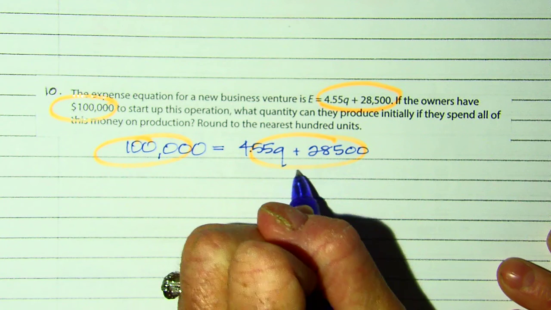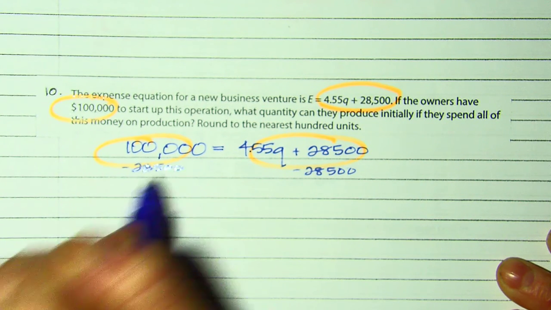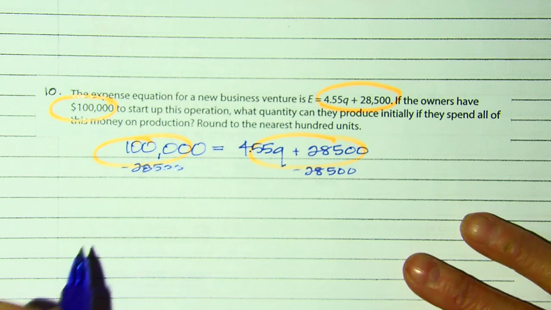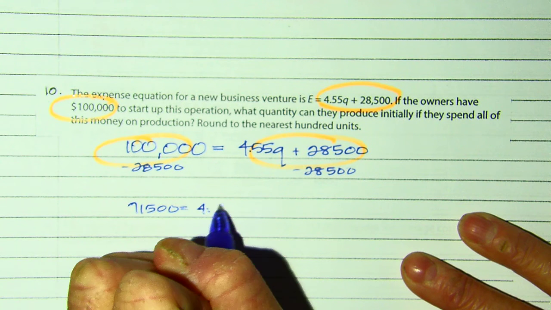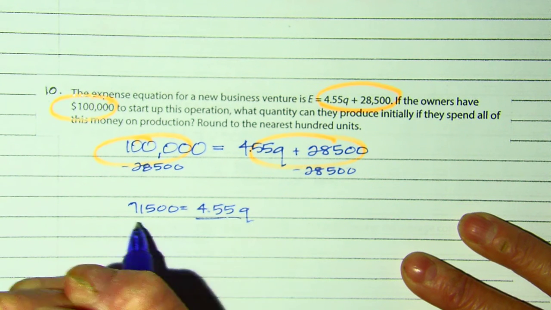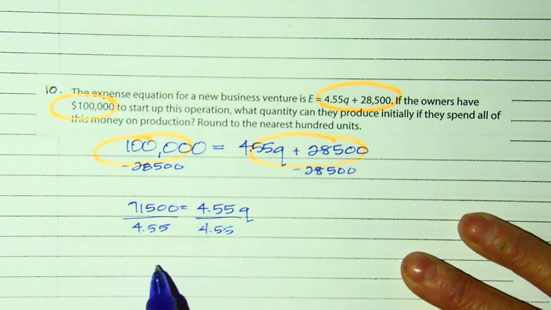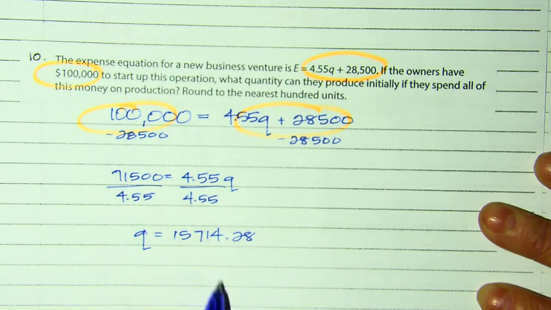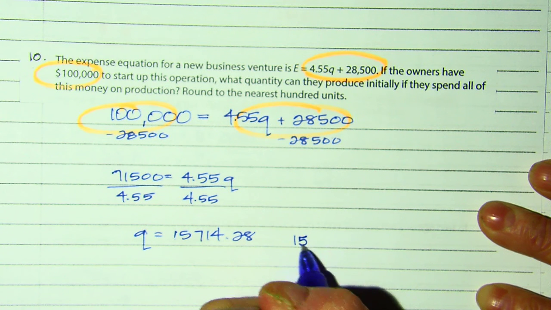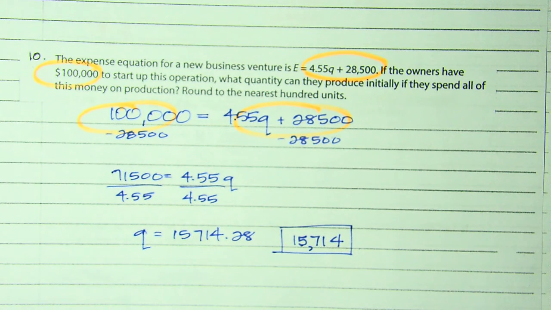Okay, I'm going to subtract the 28,500. And that should give me 71,500 equals 455Q. And then I'll divide by 455. And so they will be able to make 15,714.28 products. You can't make 0.28 of something, so we're going to round that to the nearest product. So 15,714 widgets. Okay.